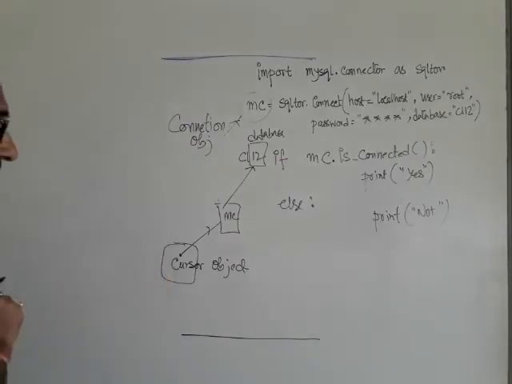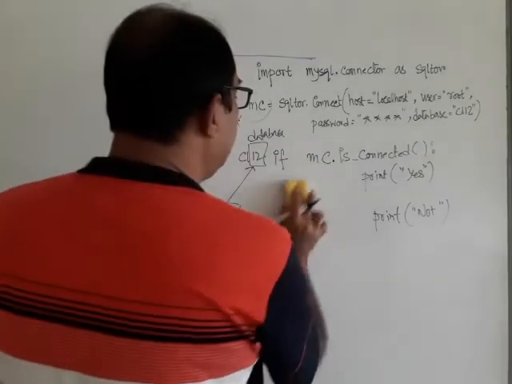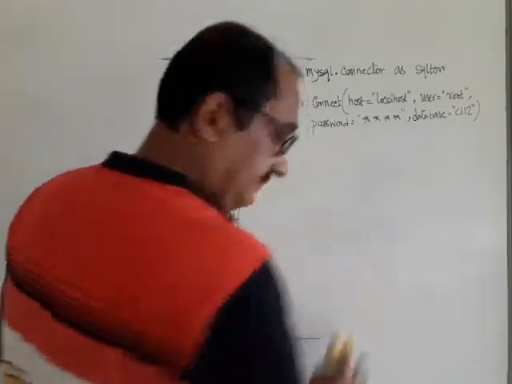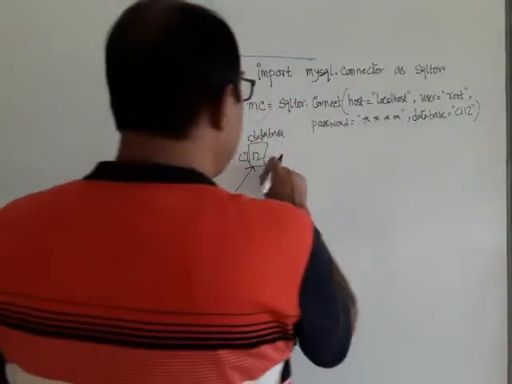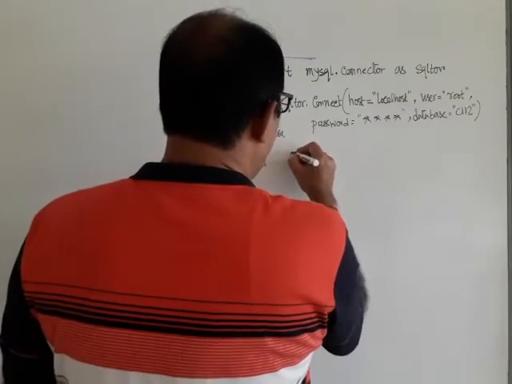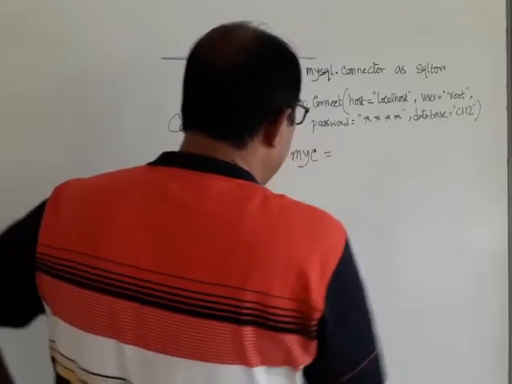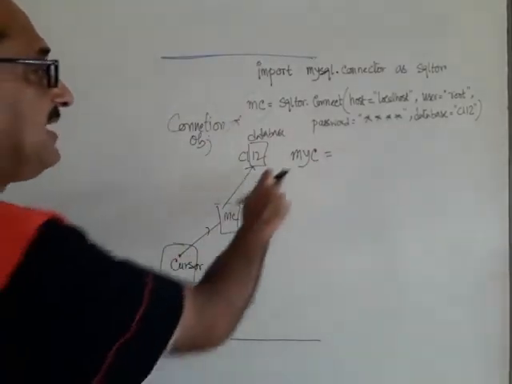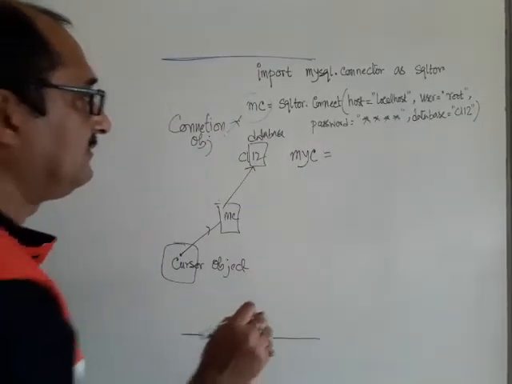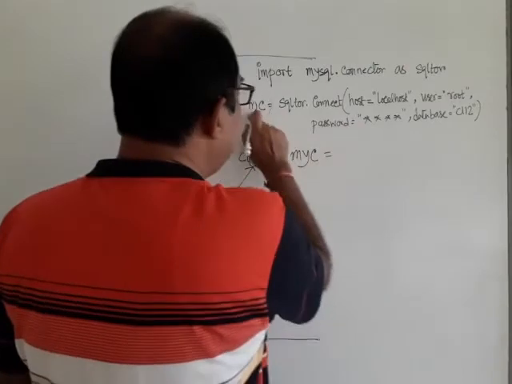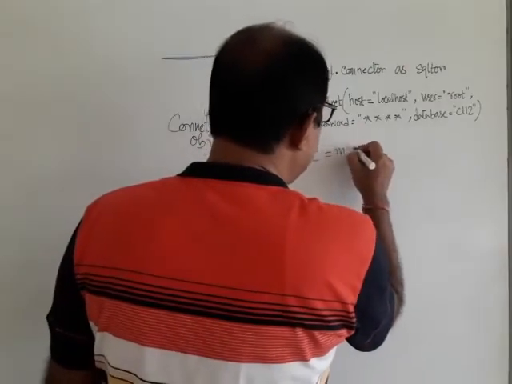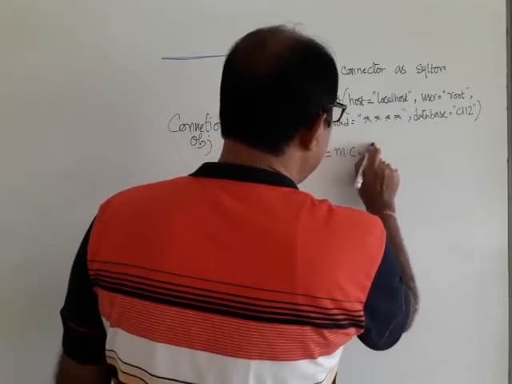So how to create that cursor object? This cursor object can be created this way. Look at this carefully. We can write an object name. Say I name the object myc, my cursor. This will be equal to this connection object MC dot the function name, cursor.